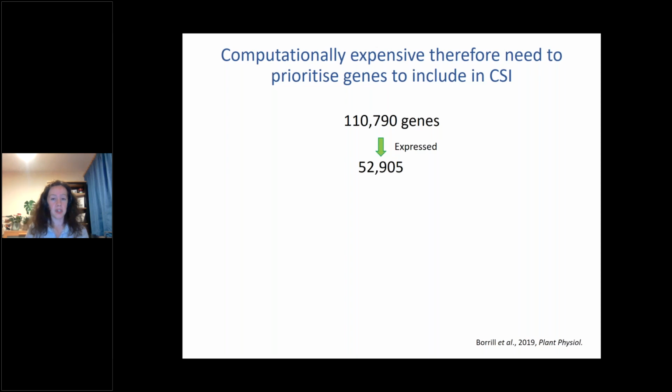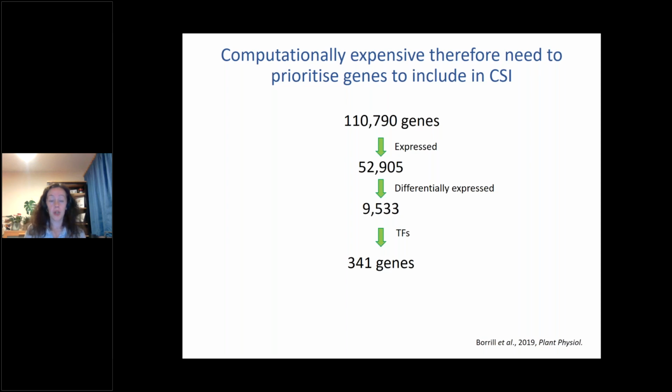This was still far too many genes to be effectively run in this CSI algorithm. So we then decided to focus on genes that were differentially expressed during the time course, so genes that were upregulated or downregulated during this window of senescence. This left us with 9,500 genes. This was unfortunately still too many genes. So we decided to focus on transcription factors, which gave us 341 transcription factors that were differentially expressed during this time course.